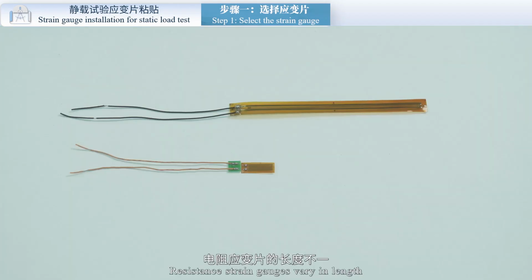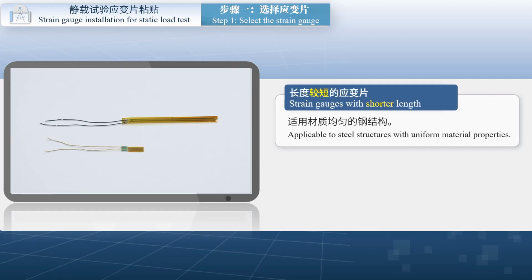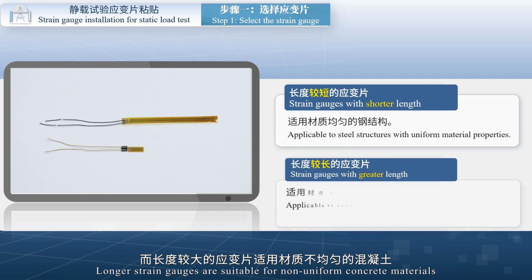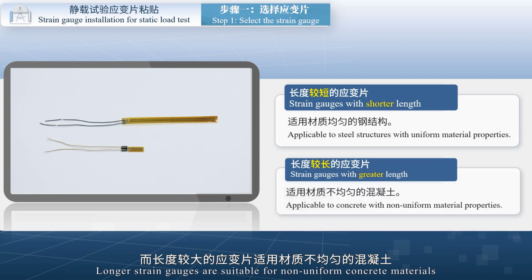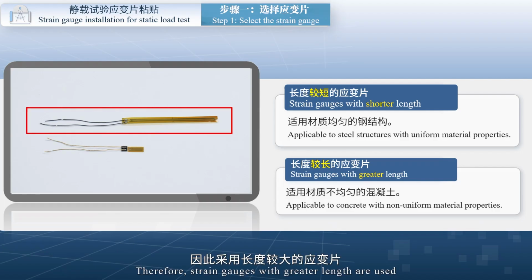Resistance strain gauges vary in length. There are currently 2 strain gauges here. Shorter strain gauges are suitable for steel structures with uniform material properties. Longer strain gauges are suitable for non-uniform concrete materials. T-beams are concrete components. Therefore, strain gauges with greater length are used.